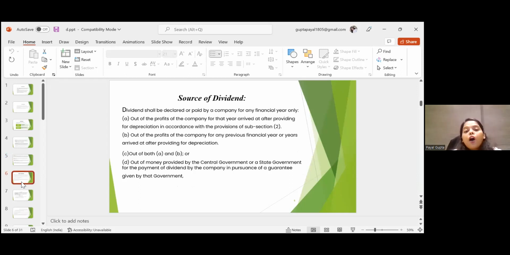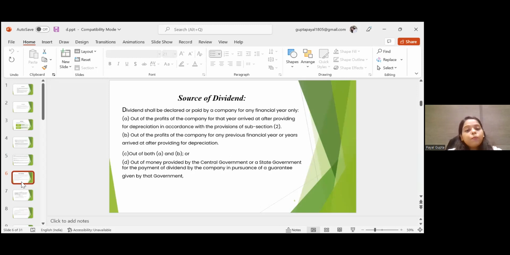Now we are talking about how we can give dividend, that is, out of which funds we require to give dividend. As per the Companies Act, dividend can be declared or paid by the company mostly out of the profit after depreciation, which is given in the provision of section 2. We need to deduct the depreciation amount, then only we can take the amount of profit of the company for any previous years or years after providing for depreciation.